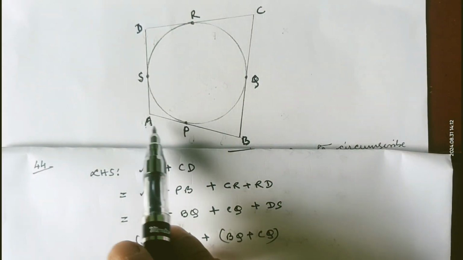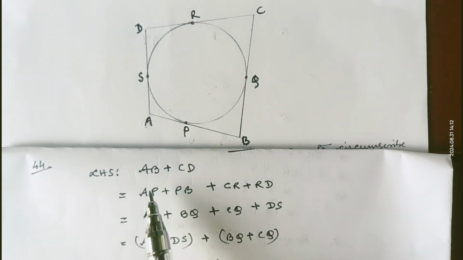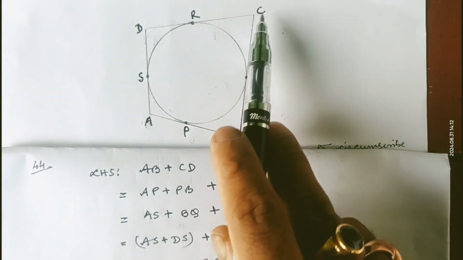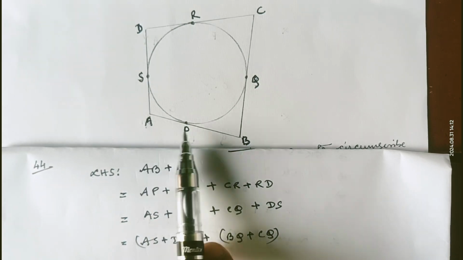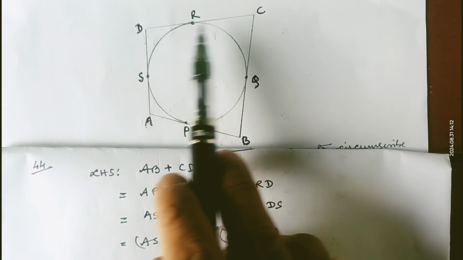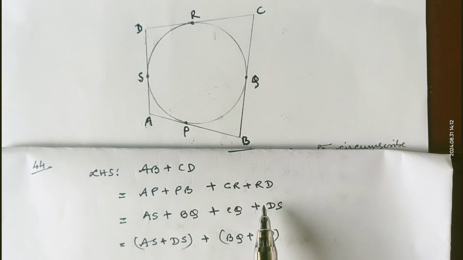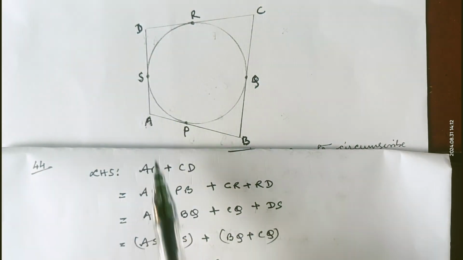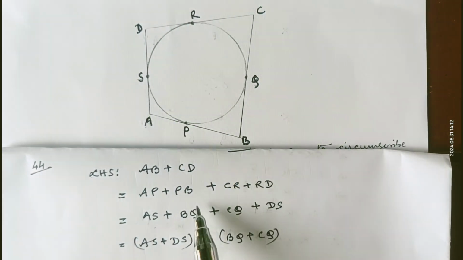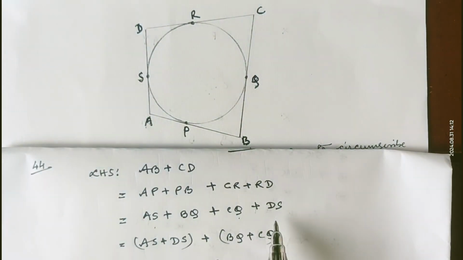Now we have to show AB plus CD equals AD plus BC. We start from the left hand side, that is AB plus CD. AB can be written as AP plus PB, and instead of CD we can write CR plus RD. Now from equations 1, 2, 3, 4 we can write AP equals AS, PB equals BQ, CR equals CQ, and RD equals DS. Now AS and DS we can combine together, and BQ and CQ we can combine.